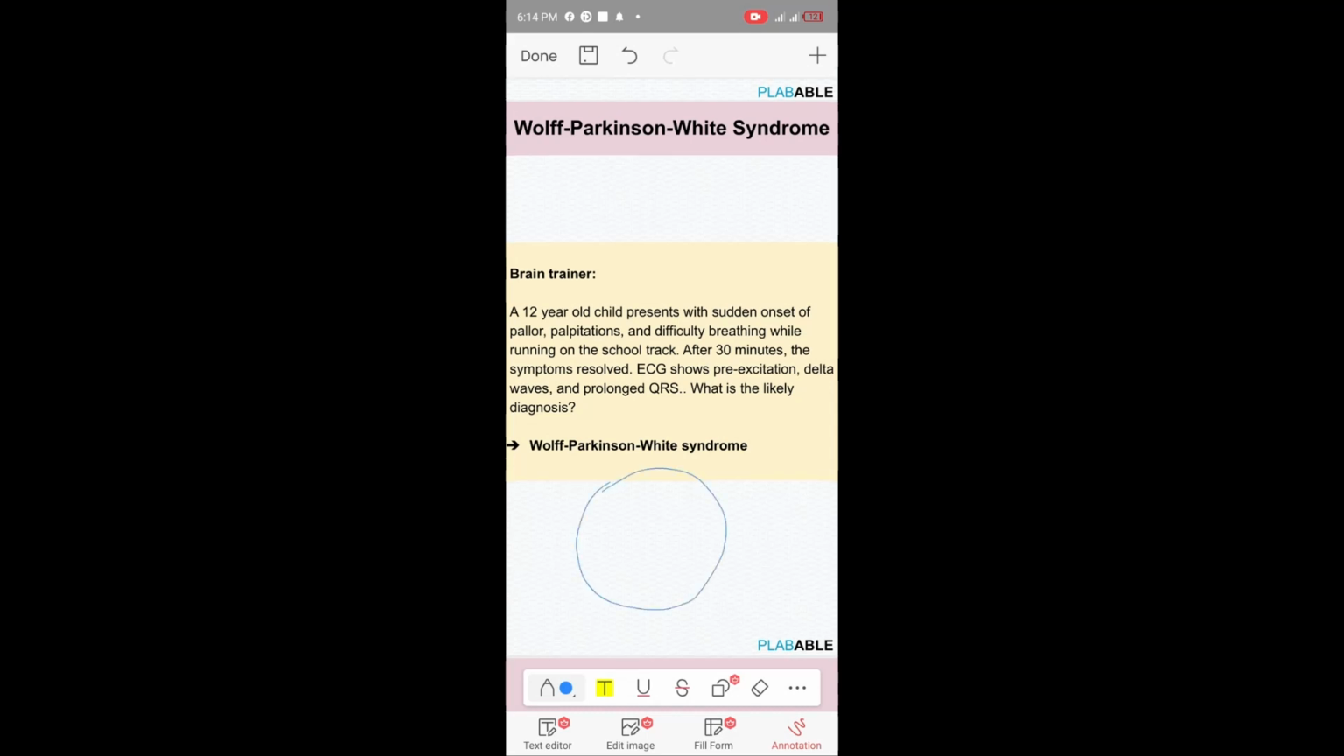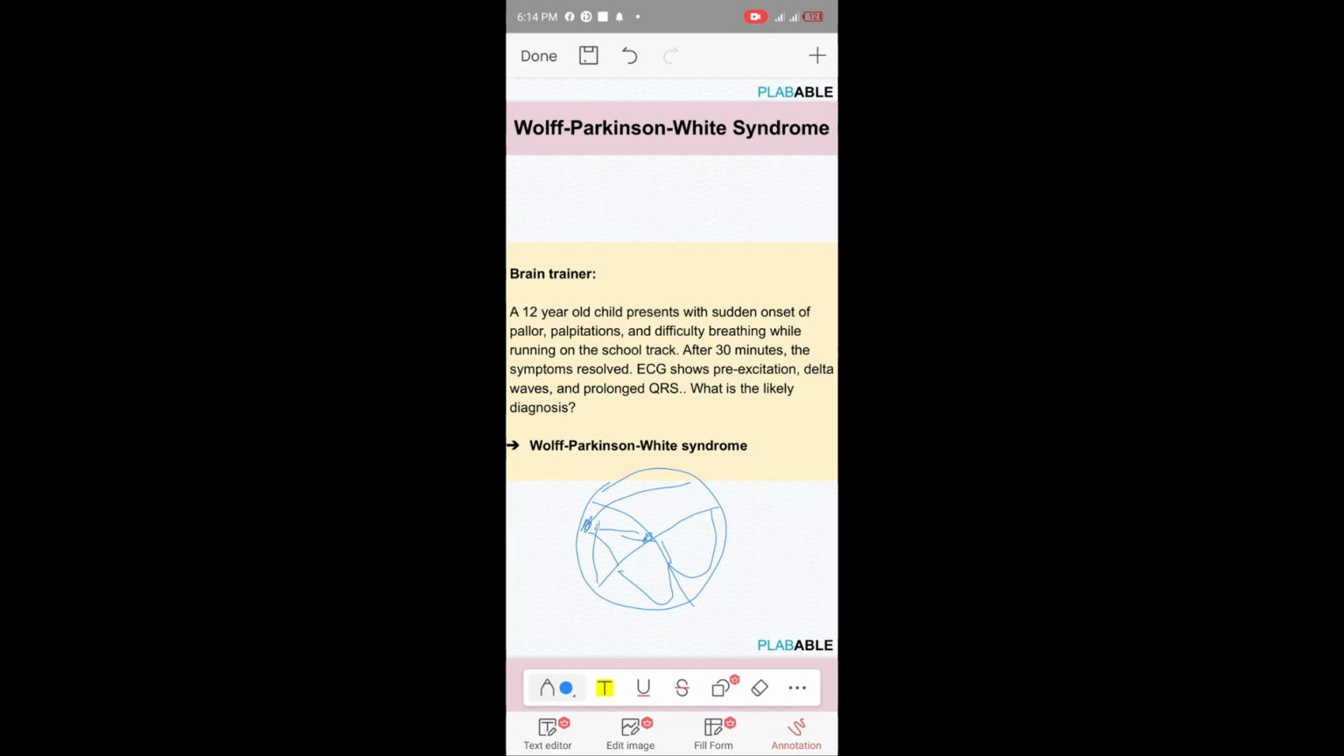Normally, if you try to understand this, here is your SA node and here is your AV node. The SA node sends impulses through the internodal bundles, anterior, middle, and posterior, to the atria as well as to the AV node, and then from the AV node to the bundle of His, right bundle branch and left bundle branch. This is how the normal electrical circuit of your heart is.